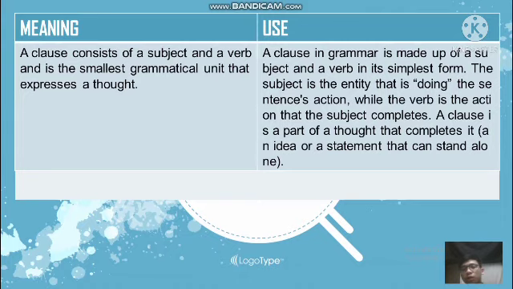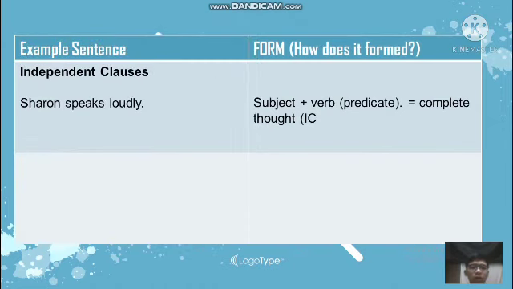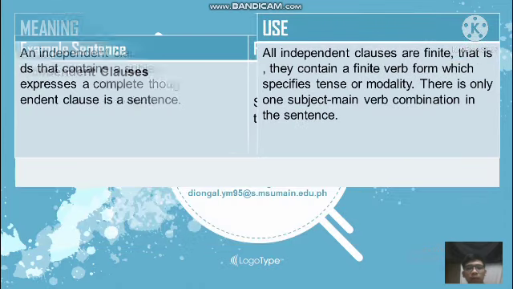Then the use. A clause in grammar is made up of a subject and a verb in its simplest form. The subject is the entity that is doing the sentence's action, while the verb is the action that the subject completes. A clause is a part of thought that completes an idea or statement that can stand alone. So, independent clauses: Sharon speaks loudly. We have Sharon as our subject plus the verb speaks, or predicate. It results in a complete thought.